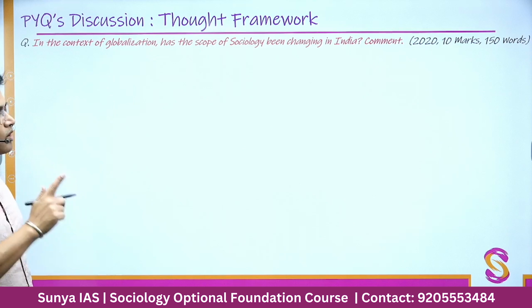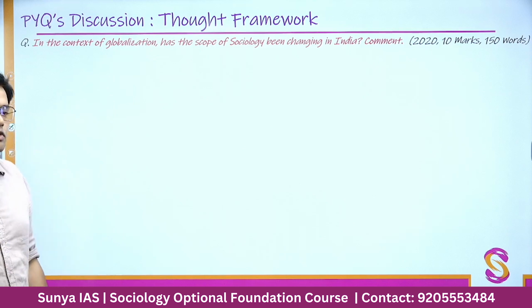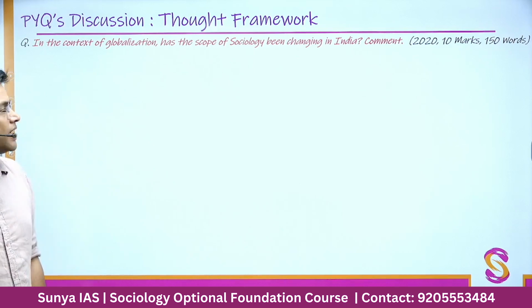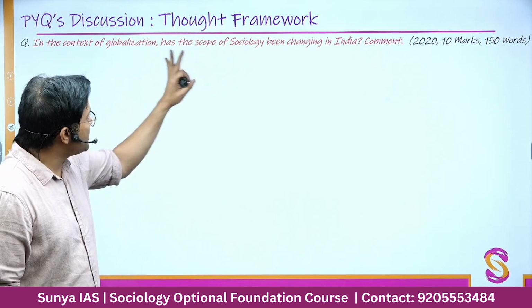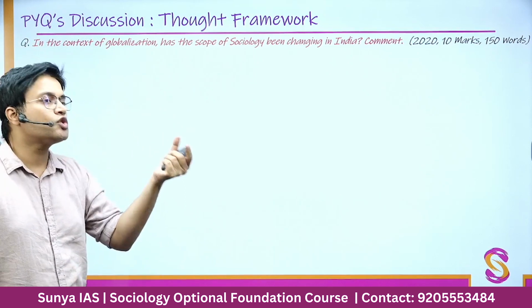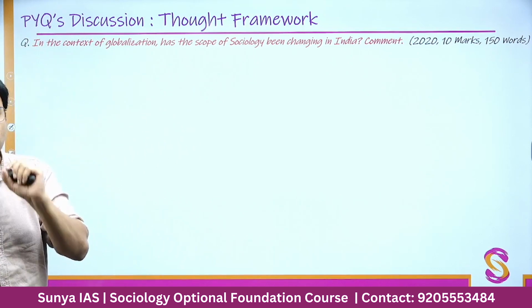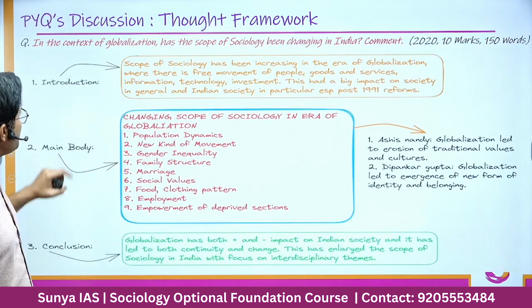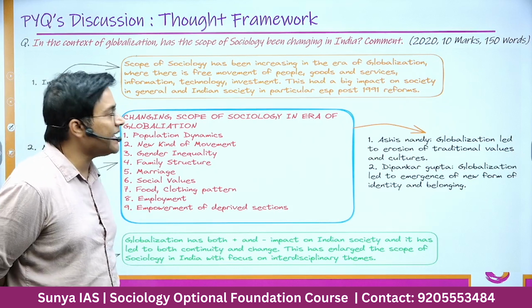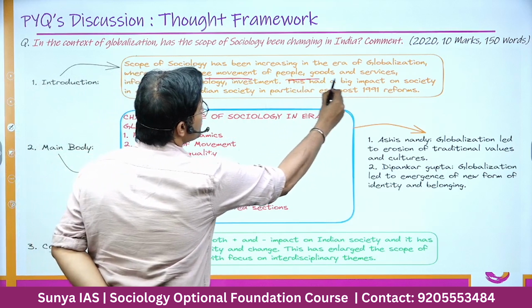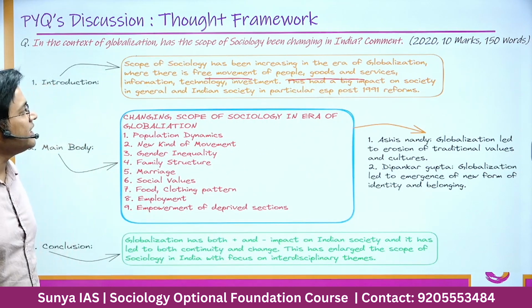Always remember that whenever you write the introduction, the main body, or the conclusion, it should be strictly in the context of the demand of the question. Like when we talk about the scope of sociology, whether it is changing or not in the context of globalization, you give an introduction with respect to the scope of sociology. So when I write the introduction, I'm saying the scope of sociology has ever been increasing in the era of globalization, because there's a free movement of people, goods, services, information, technology, investment.